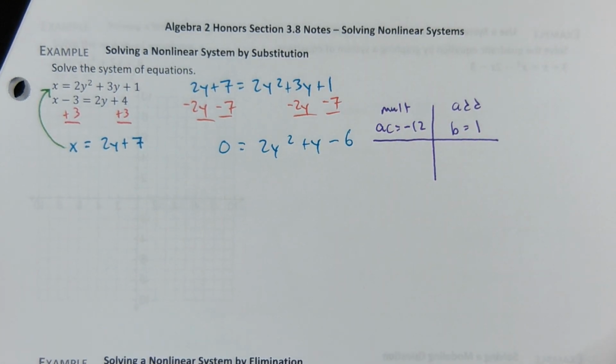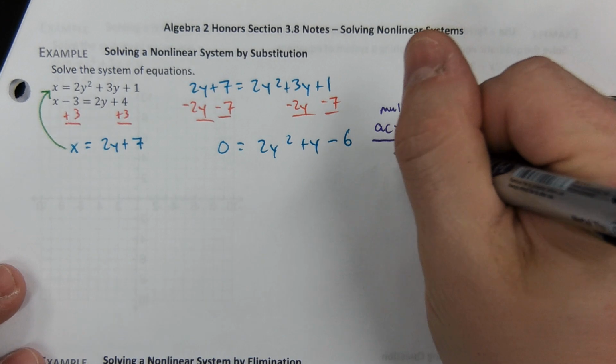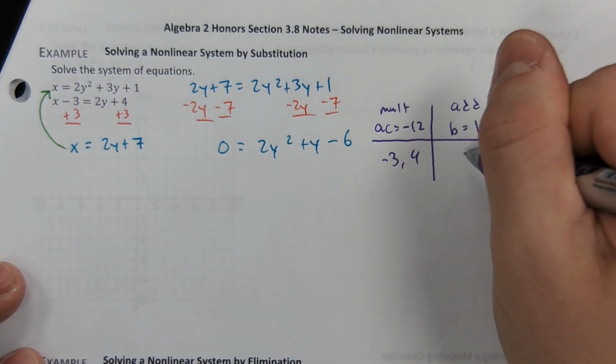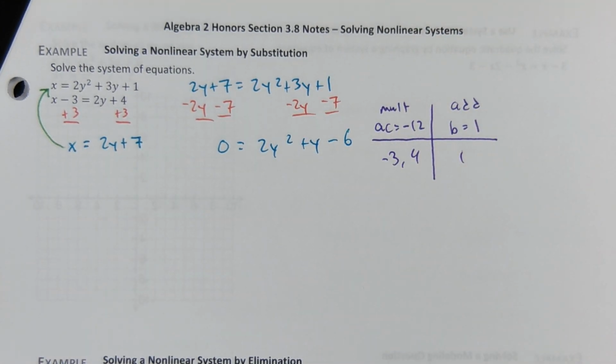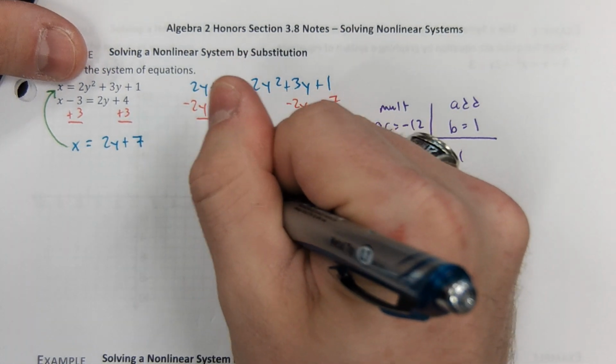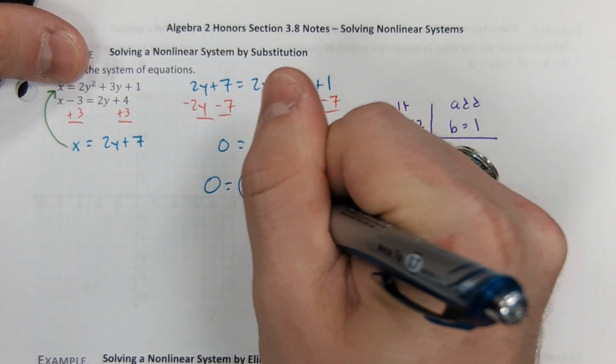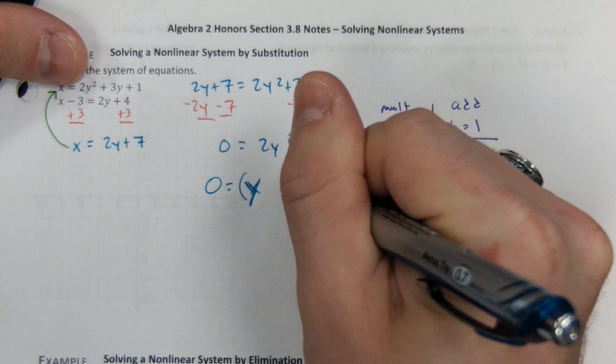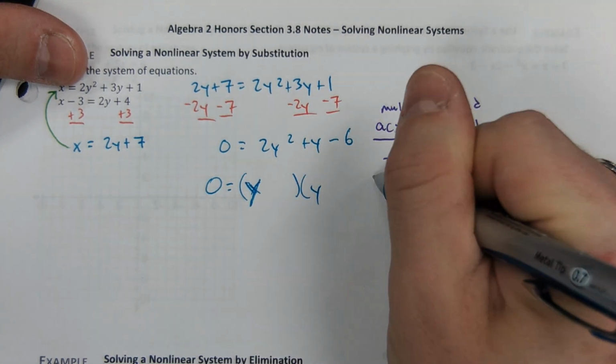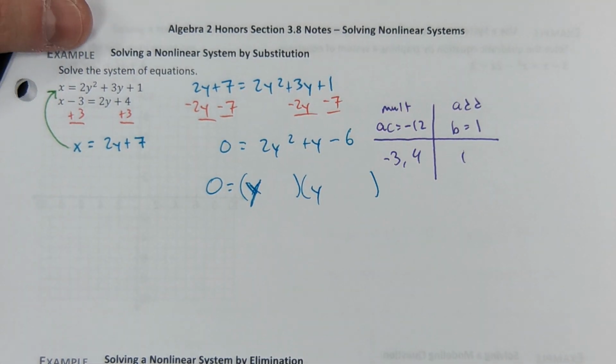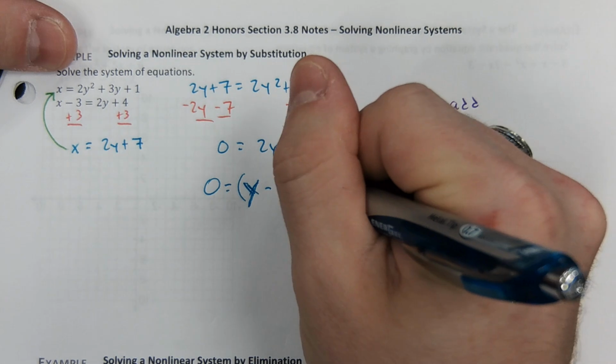Yep. That's going to be negative 3 and positive 4. Those two numbers will multiply to negative 12 and will add to 1. The Lizzie method says you take those two numbers and you put them in your, oops, it's not an X, it's a Y. You take those two numbers and you put them in your parentheses, but you have to make sure that you put them over the A value.